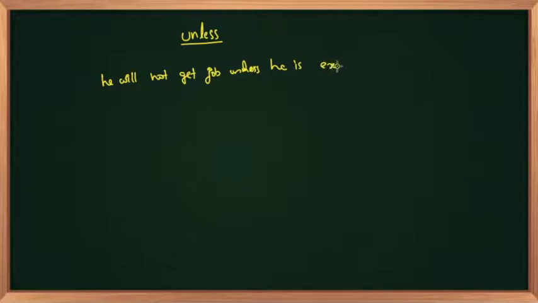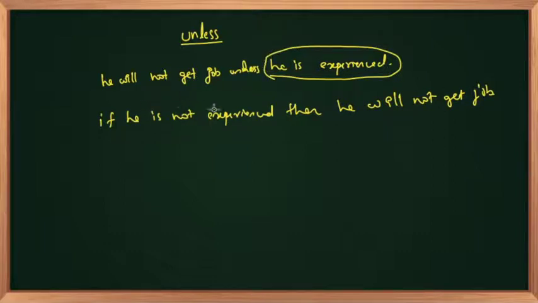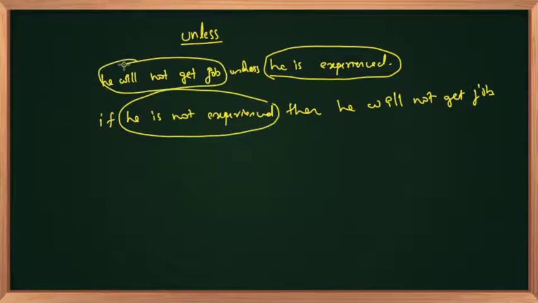Okay, now let's see the statements that are connected by unless. So if I say that he will not get the job unless he is experienced, what it says is that if he is not experienced, then he will not get the job. Right, that is the meaning of the statement. So if you see, after unless, what we have is he is experienced, right? So we took the negation of that. See, if he is not experienced, then he will not get the job, right?